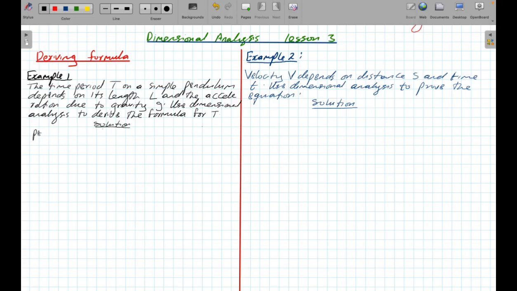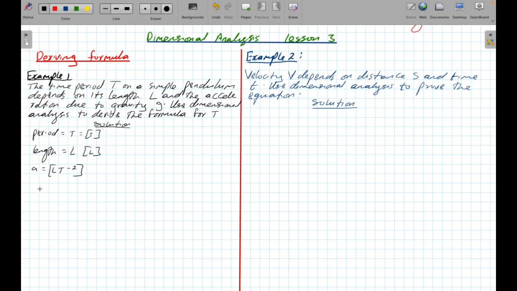The period here is equal to t, and the dimension still remains T. The next one is the length L, and the dimension still remains L. Now the acceleration due to gravity, the dimension of acceleration due to gravity will be LT raised to the power of minus 2. We consider the acceleration on a straight line where u is equal to 0. So the dimension of acceleration due to gravity will be LT raised to the power of minus 2.